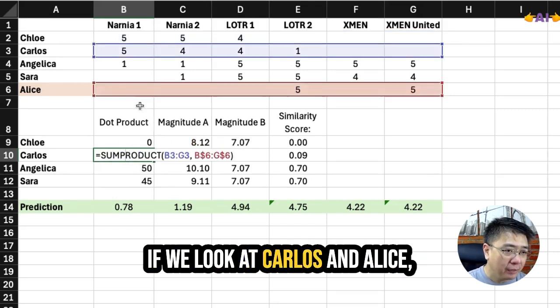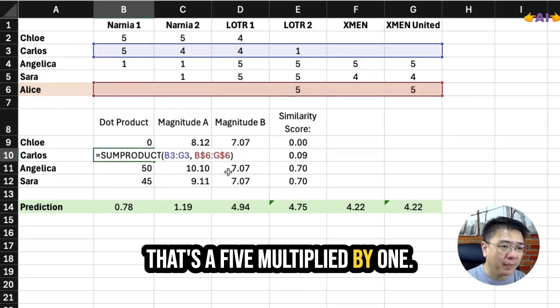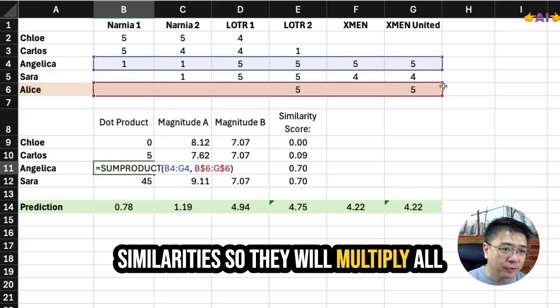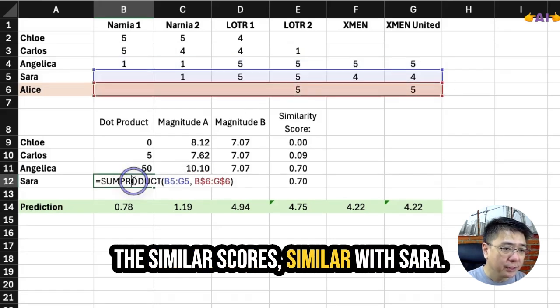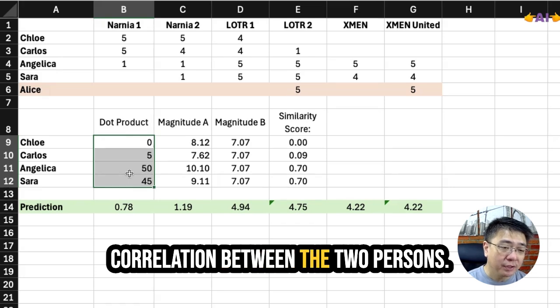If we look at Carlos and Alice, they have some similarity here. That's a 5 multiplied by 1. And then Angelica and Alice have more similarity, so we multiply all the similar scores, similarly with Sarah. Now, this number already gives a correlation between the two persons.